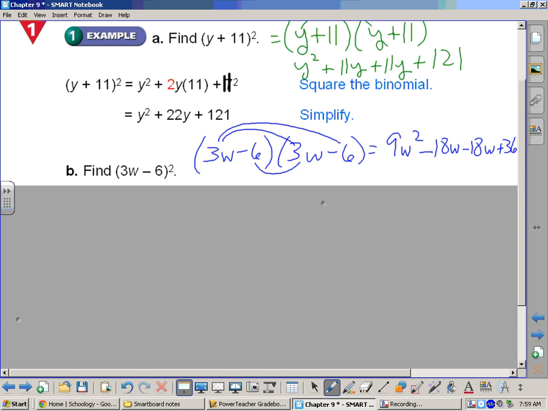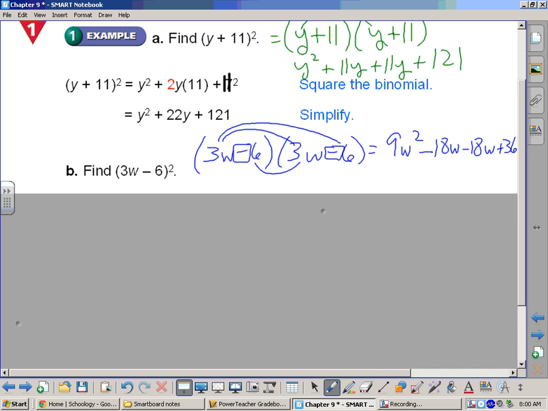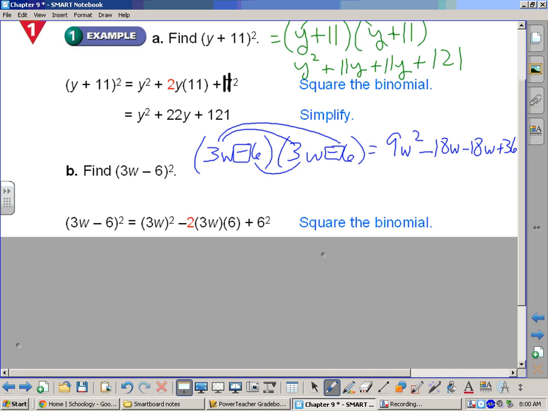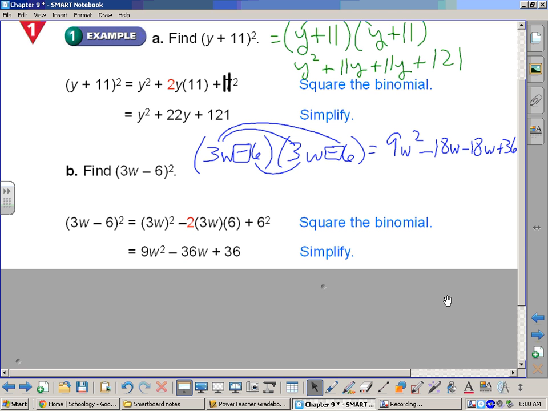Now you may be asking how I got a negative. Well, remember, anytime we multiply by a number and there's a minus in front of it, that makes that product negative. So by simplifying this, we end up with 9w squared. We can add these two together and get negative 36w plus 36.